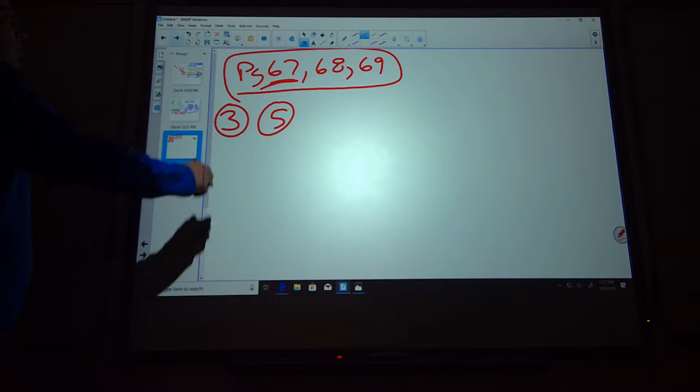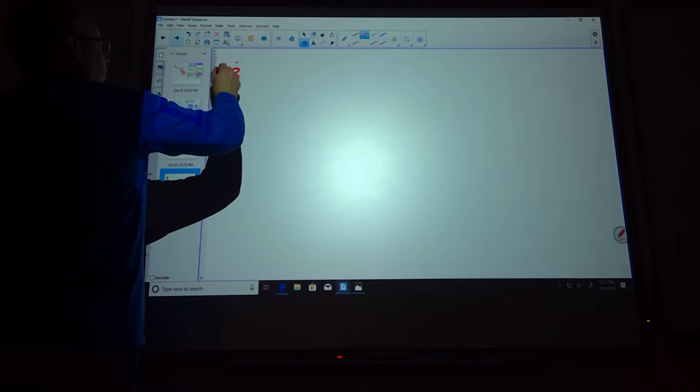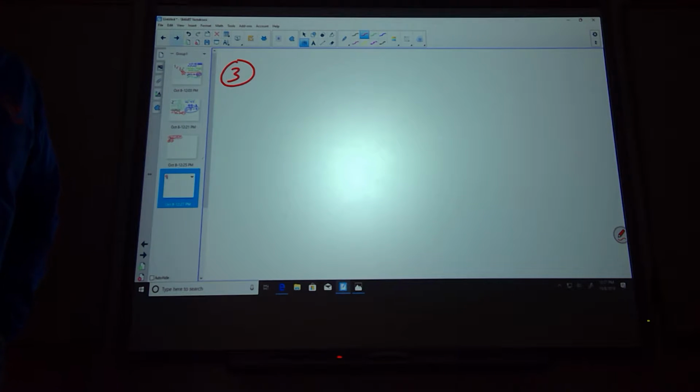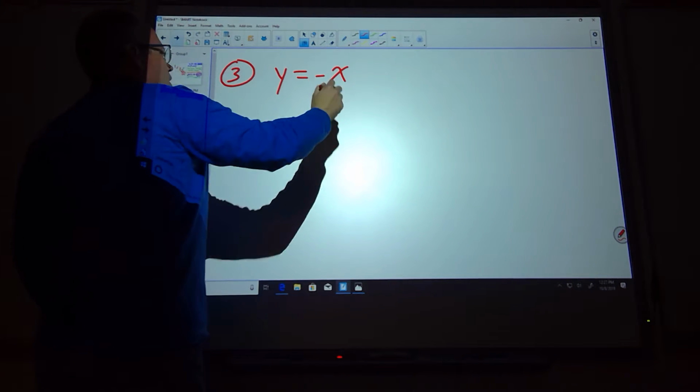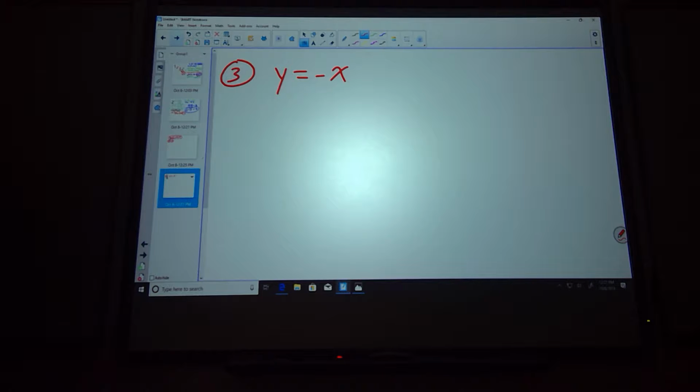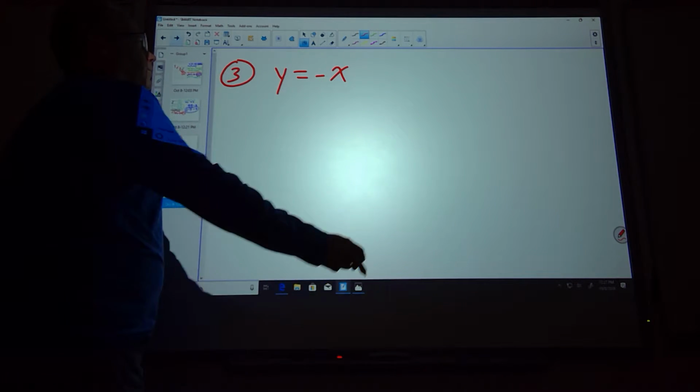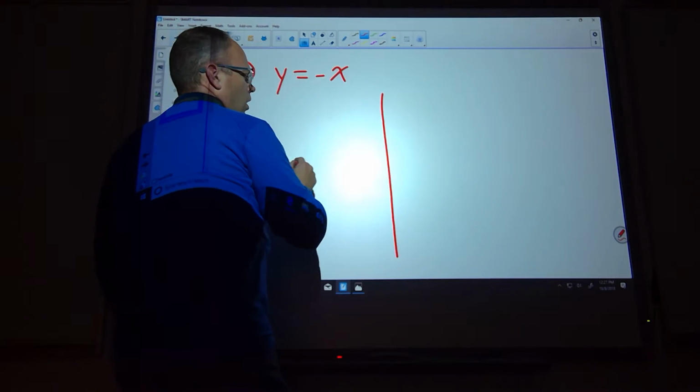All right, so let's pick number 3 and take a look at it. Problem number 3 says y equals negative x. This is a good one. A lot of students get confused on this one. And you're going to see how simple it is to do, but it's easy to get confused on because you're missing a whole bunch of stuff. So let's talk about this.